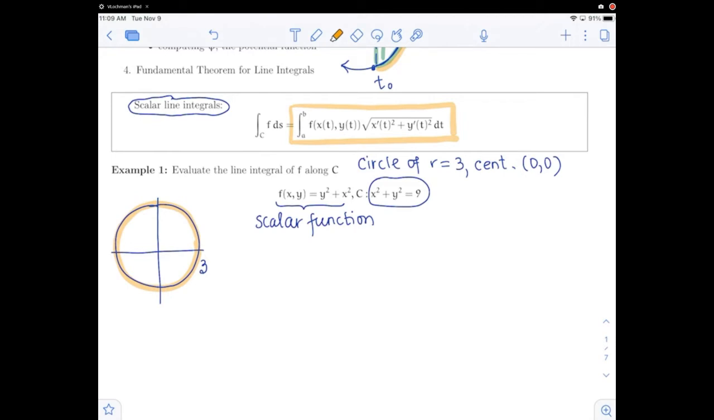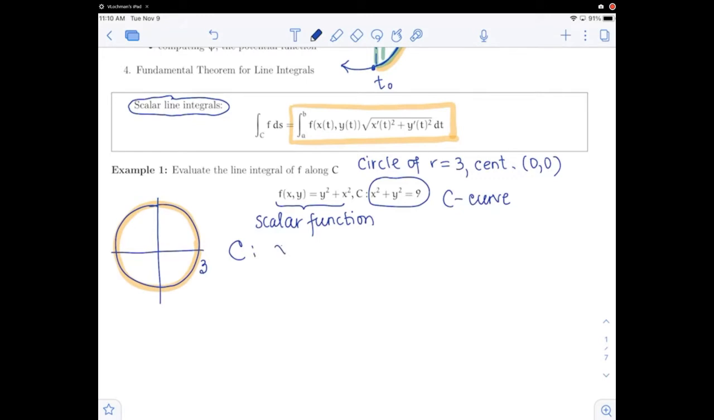And it all depends how we write our parameterization of c. Our c stands for curve, right? So c is for curve. Okay. Now this curve is easy to parameterize, right? We know what the parameterization of a circle is, okay? So C in terms of parameter t, what is it?